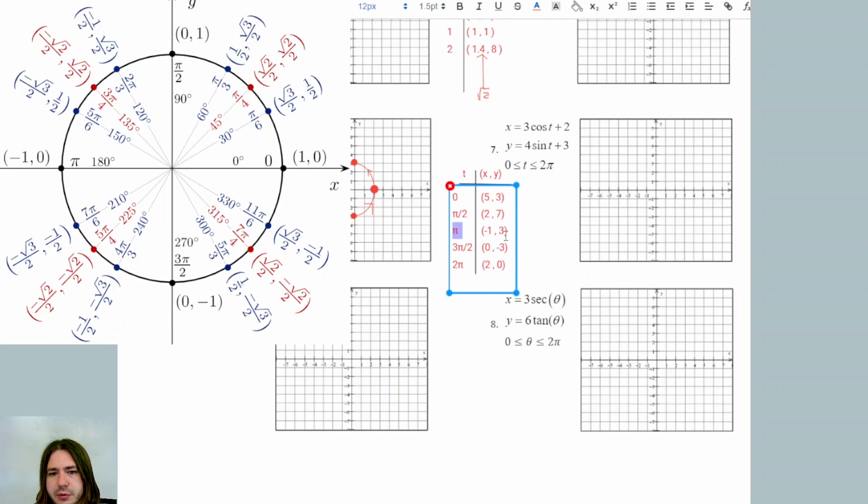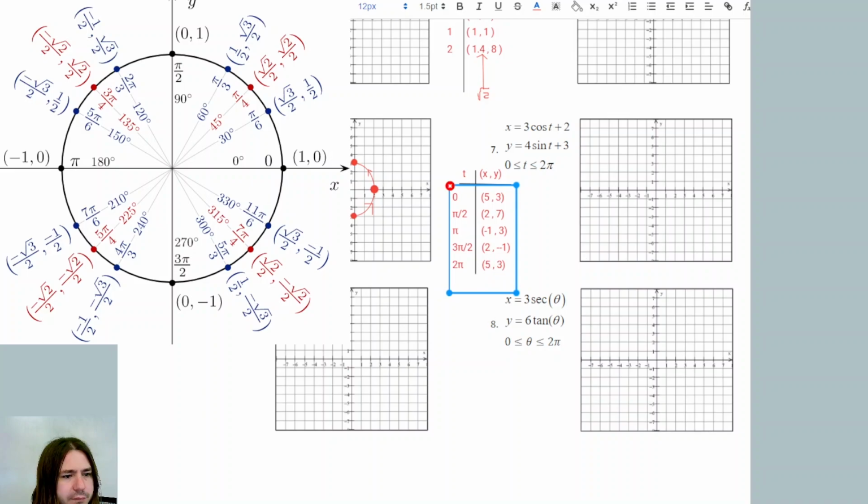So like 3 pi over 2, for instance. On the unit circle, you see that's 0, negative 1. So 0 times 3 plus 2 is going to be 2. And negative 1 times 4 would be negative 4, plus 3 would be negative 1. And finally, when I get to 2 pi, I should be back where I started, which is 5 comma 3.